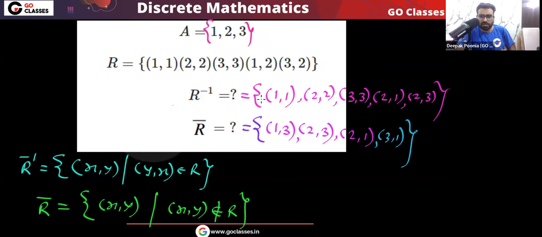I hope you understood. So this will be R inverse, and this will be R complement. To find R complement, you take all the ordered pairs which do not belong to R. To find R inverse, you just swap the elements in all the ordered pairs. That's it.